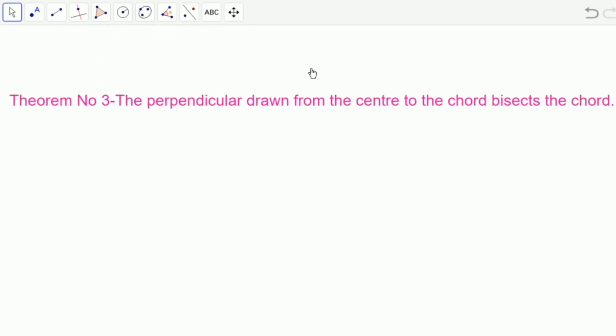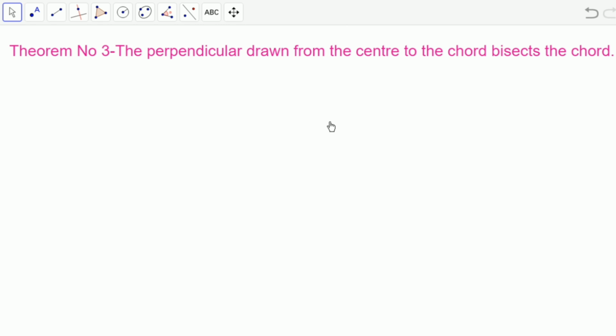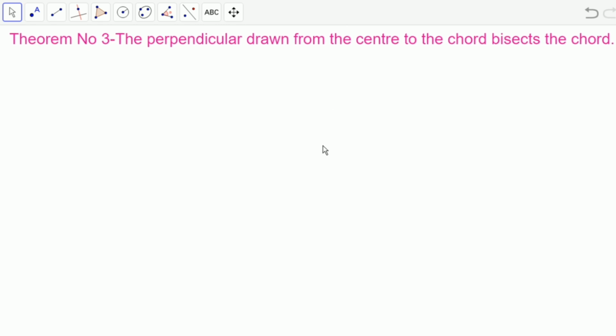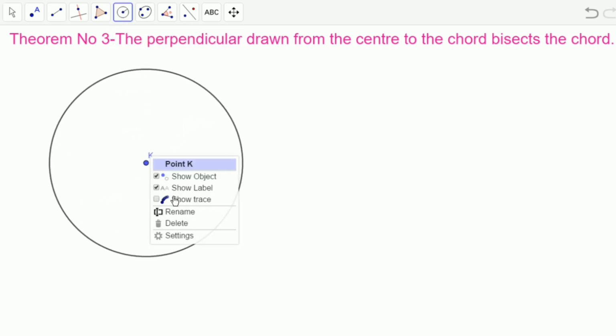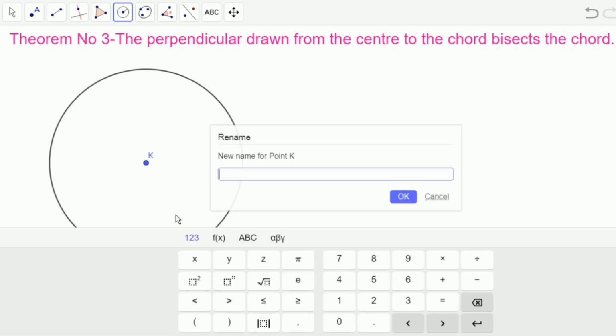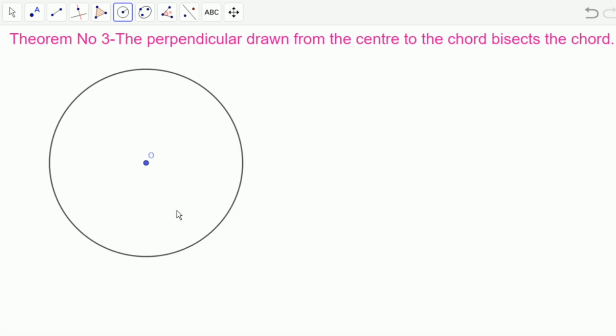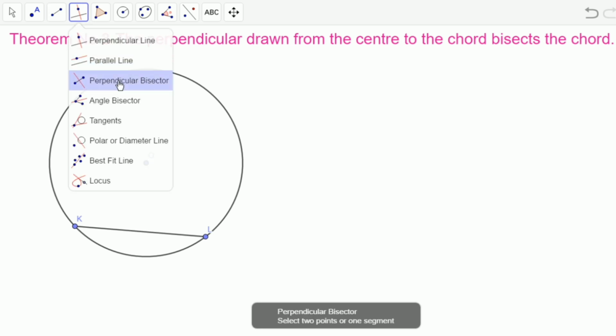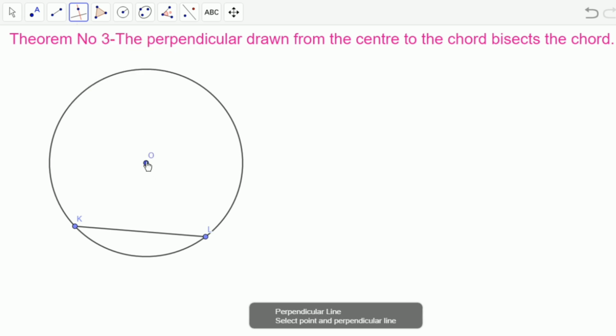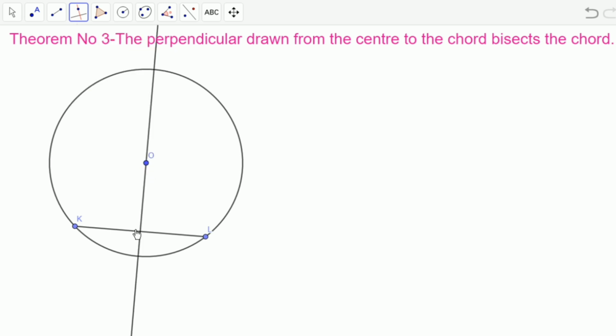The third theorem, it says what? It says perpendicular drawn from the center to the chord bisects the chord. Now it says that if we draw a perpendicular to the chord from the center, so let's take a chord first. This is a chord, right? Now let's draw a perpendicular. Let's draw a perpendicular, and we have drawn a perpendicular.